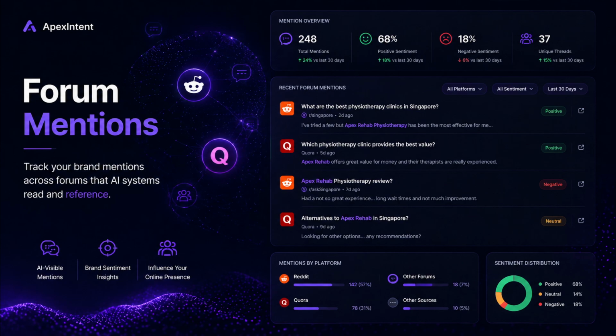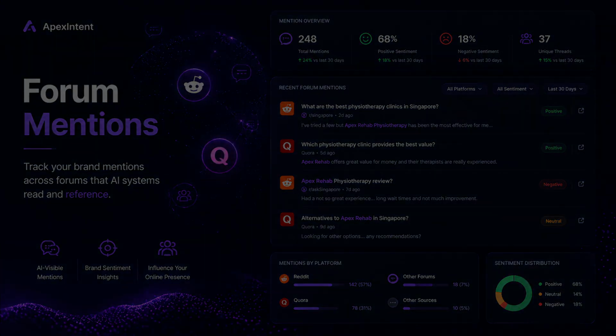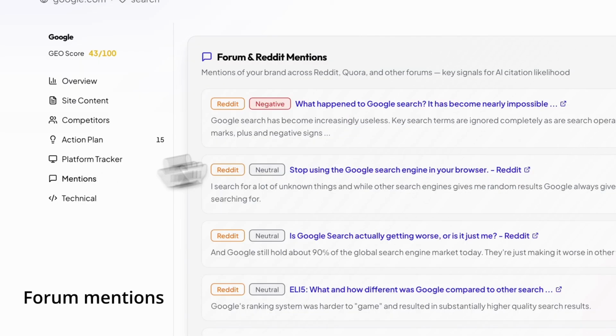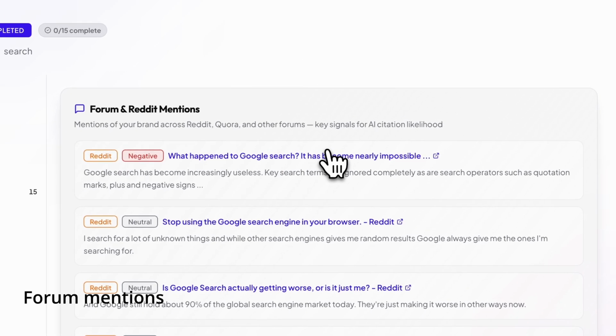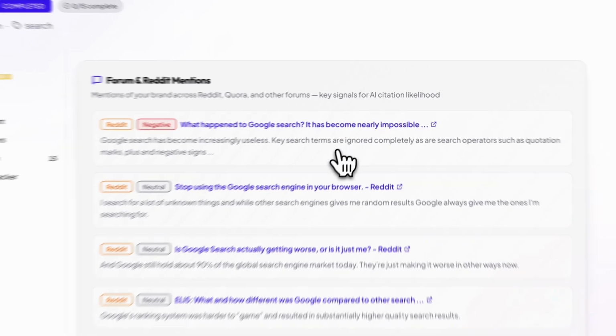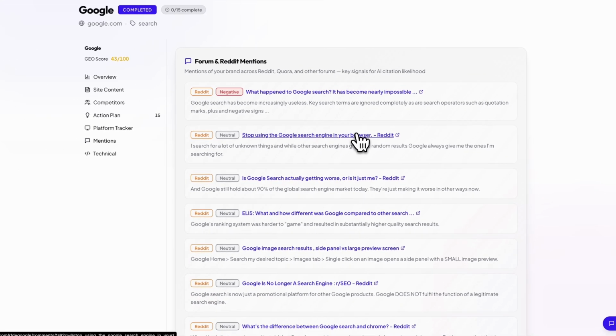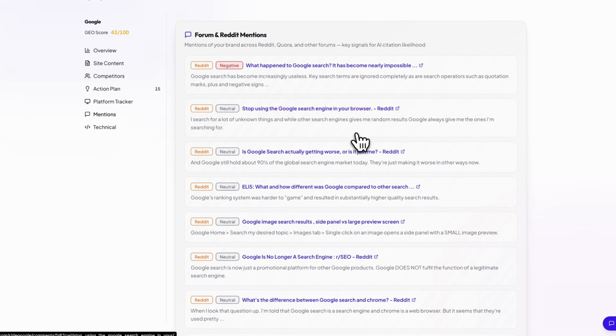Forums reflect real, unfiltered conversations where people share actual experiences. That's why they're becoming increasingly important in both human decisions and AI recommendations. This section tracks your brand mentions across forums like Reddit and Quora. These platforms are increasingly used as training and reference sources by AI models.